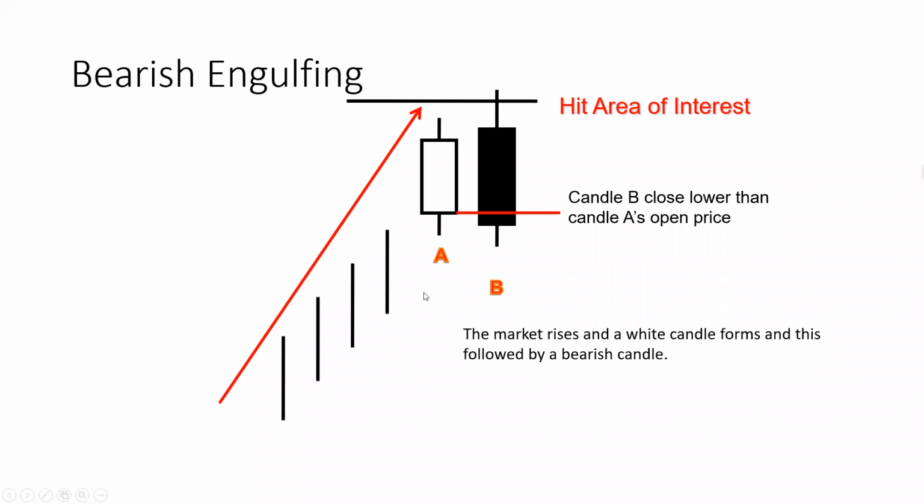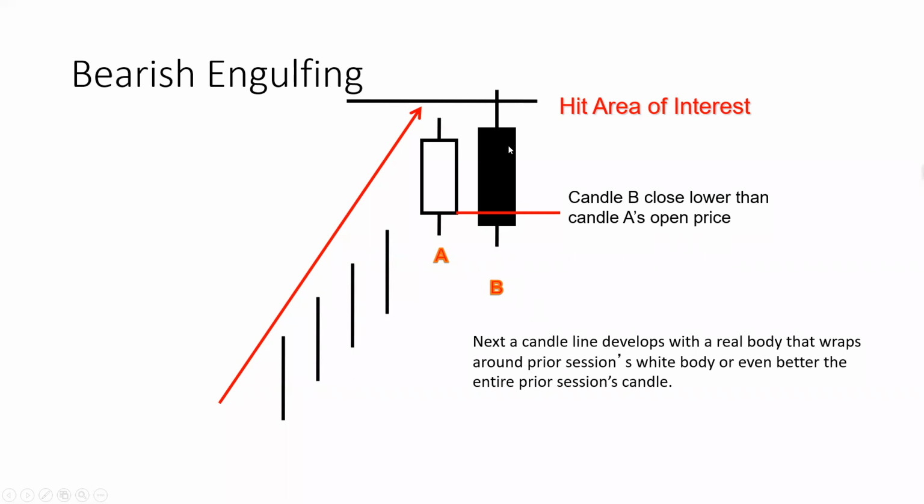Now, next is the bearish engulfing patterns. So you have price going up, coming to our area of interest, okay? And then you have a bullish candle followed by a bearish candle over here, okay? And what needs to happen next is that, so this is the opening price, this is the closing price, this is the opening price, this is the closing price. You have the bearish candle over here closing lower than the opening price of the bullish candle over here. This is what we call bearish engulfing.